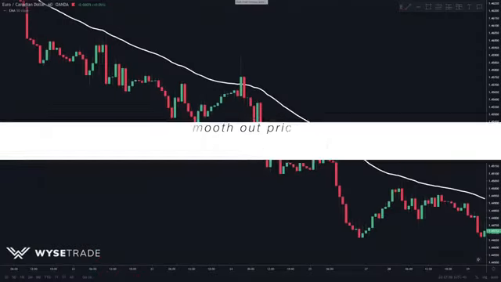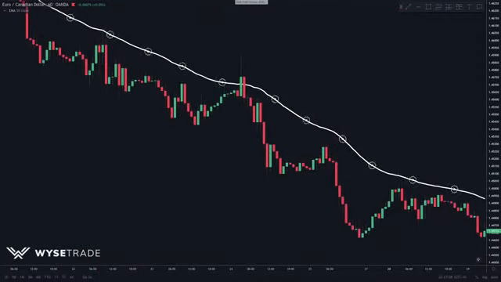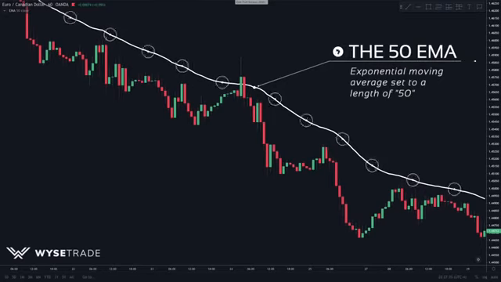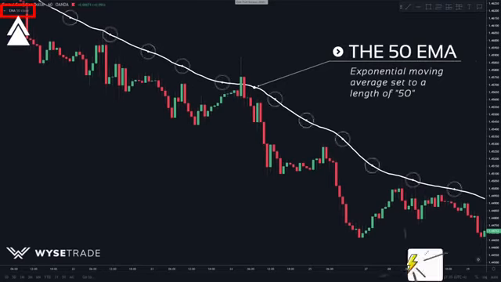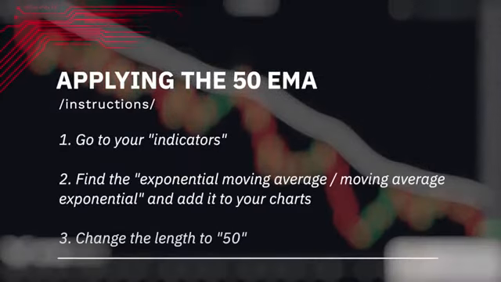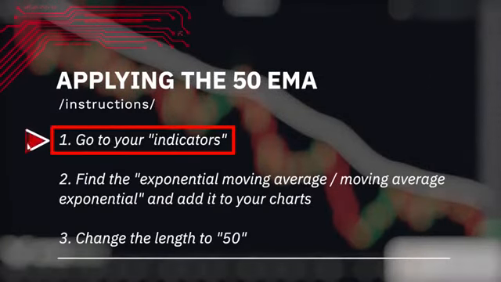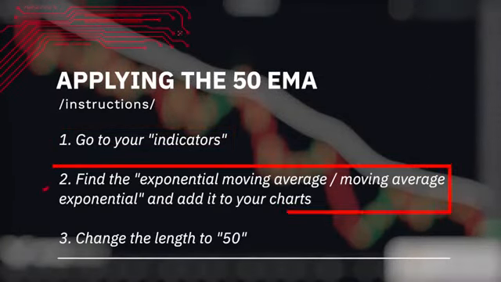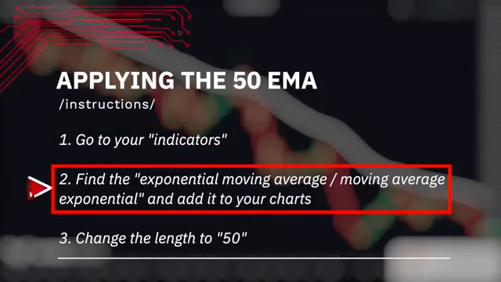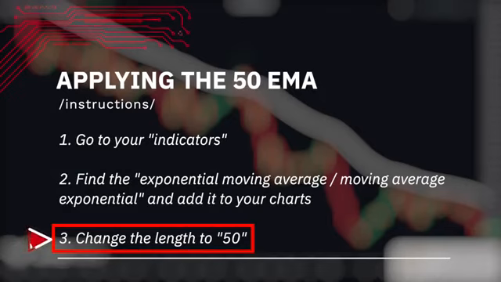So the specific moving average we use is the exponential moving average with a length of 50, meaning the 50 EMA. So from whichever charting and trading platform you are using, go to your indicators. Find the exponential moving average and add it to your charts. Set the length to 50.